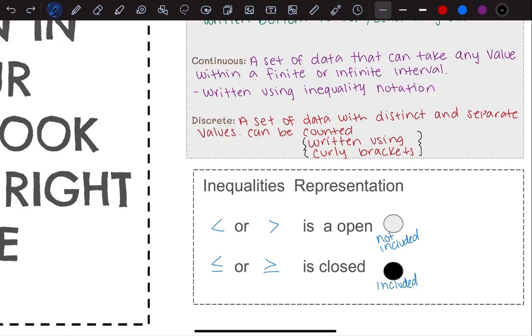We also can have a dotted line or a solid line for our graph. If we're given a solid line, that is the same as a closed circle, and we'll use the inequalities less than or equal to or greater than or equal to. And then for a dotted line or an open circle, we use the inequalities less than or greater than.